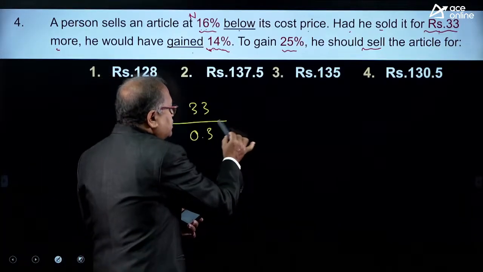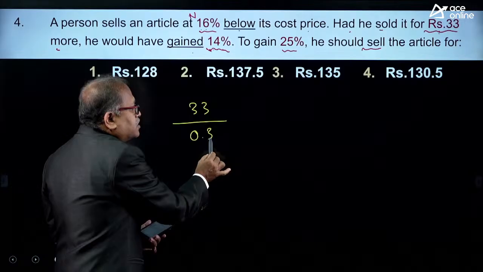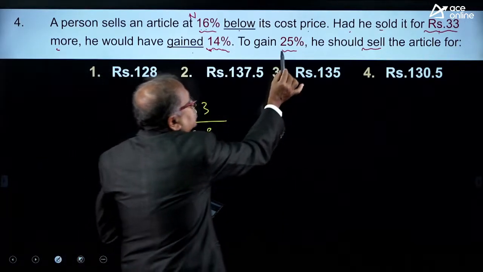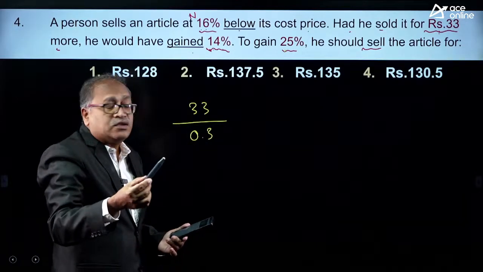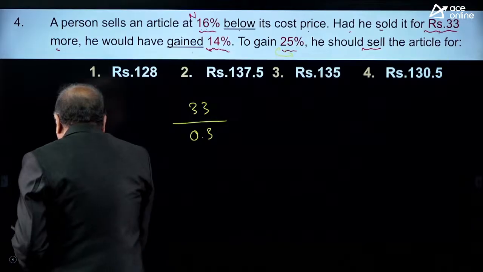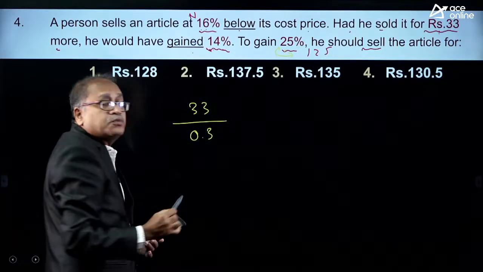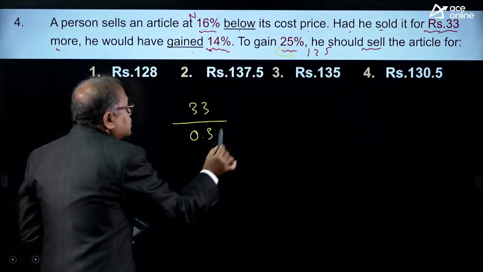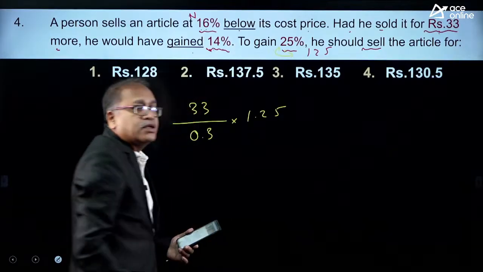Now, so nicely it is said that when you are dividing this by 30%, you are getting 1%. What is my requirement? To gain 25%, what should be the selling price? Gaining 25% means selling price has to be 125%. So I already know 30%. Take the 125%. So let's take this one, that is into 1.25.